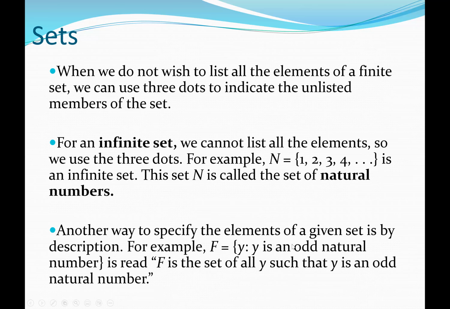Another way to specify the elements of a given set is by description. For example, F equals the set of y, where y is an odd natural number. This is read as F is the set of all y such that y is an odd natural number. So the odd natural numbers will be 1, 3, 5, 7, 9, then 3 periods. Natural numbers are infinite.